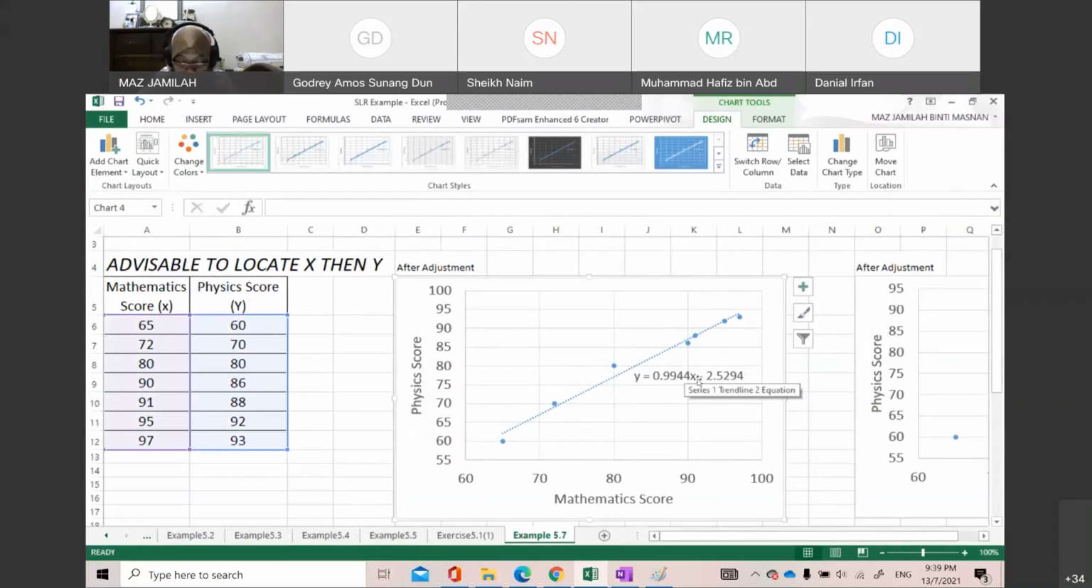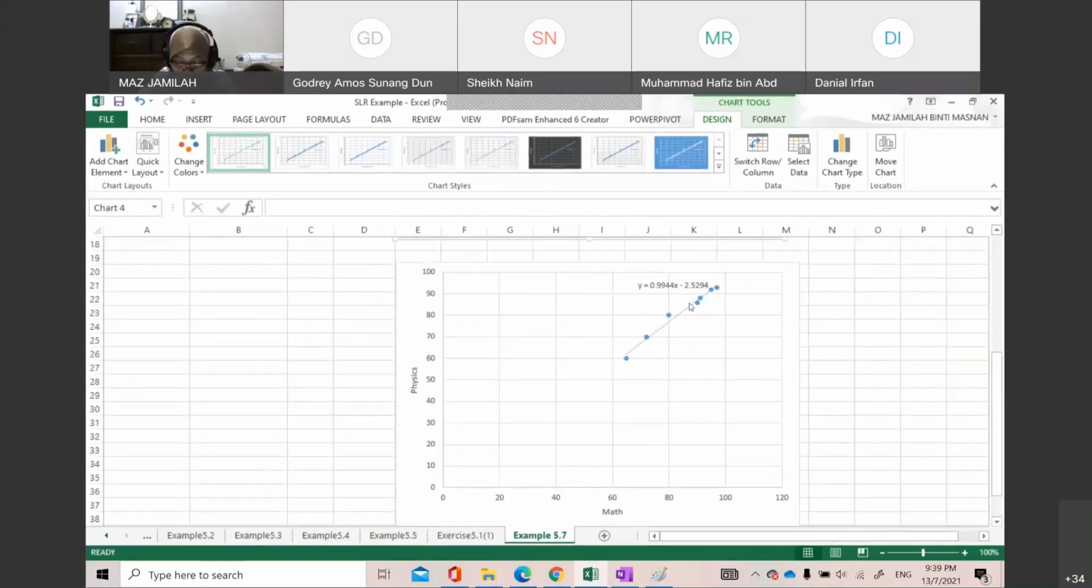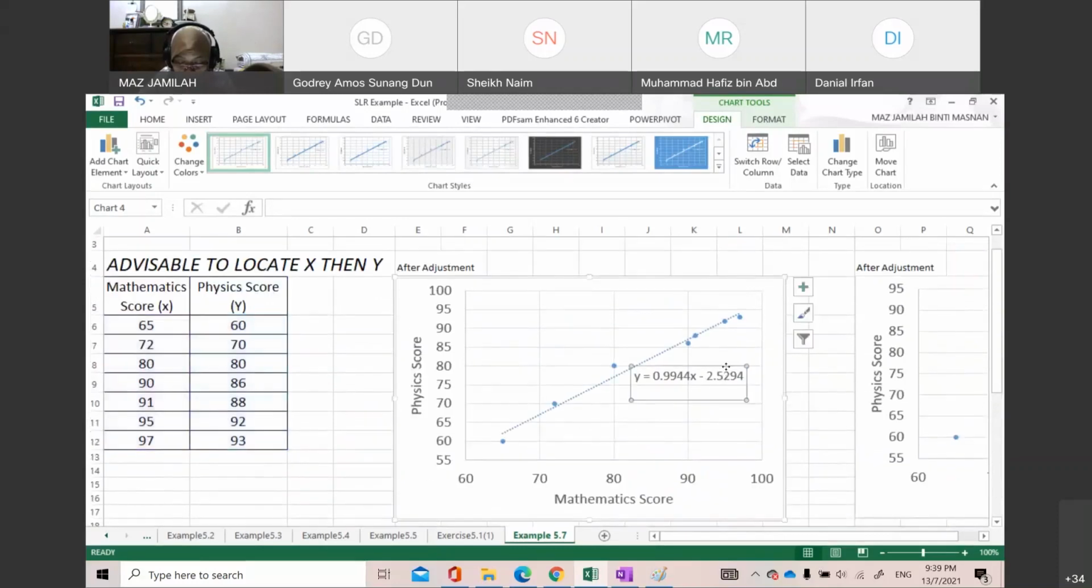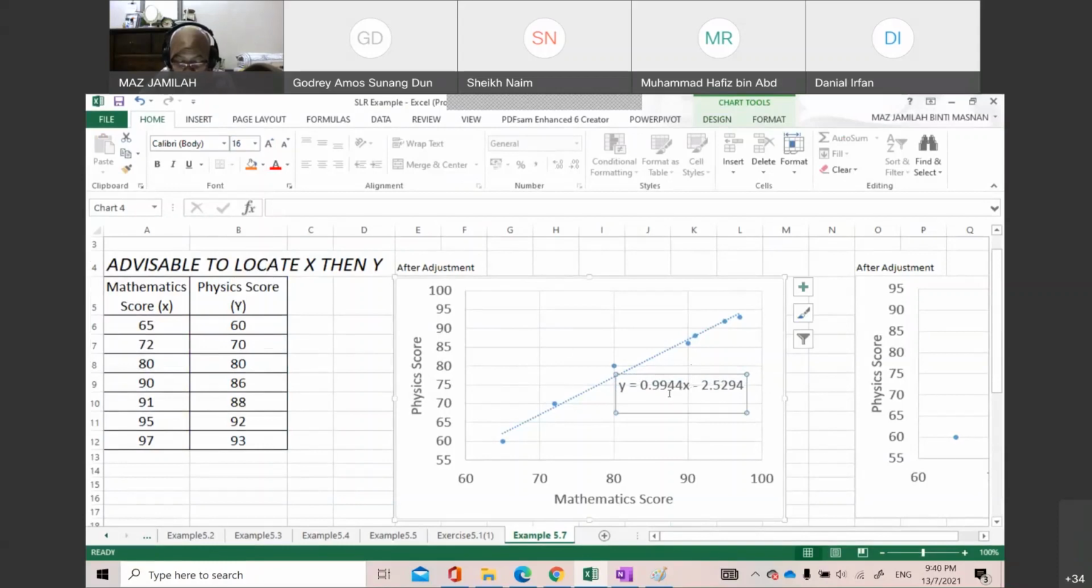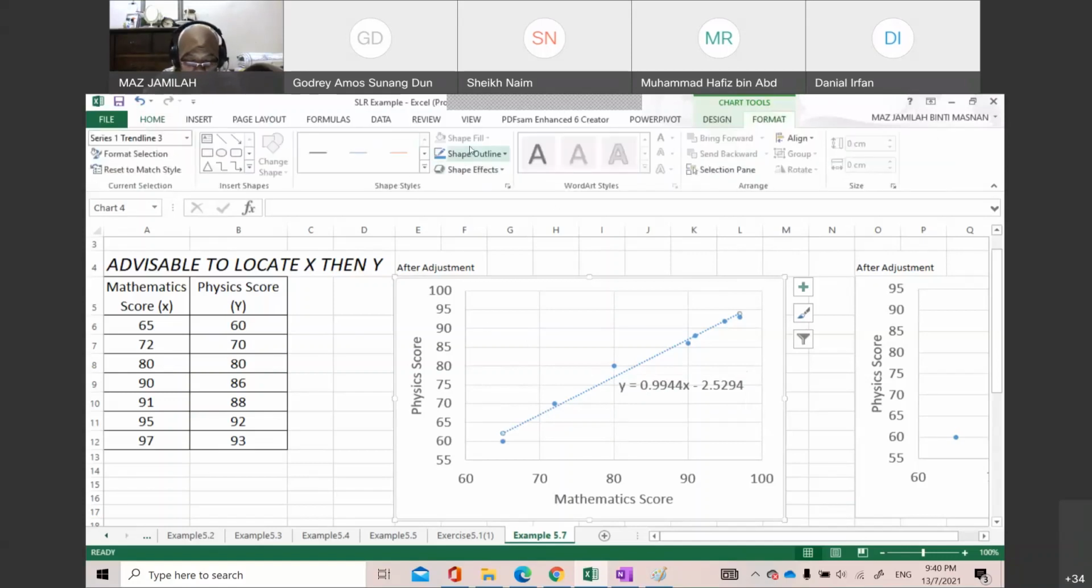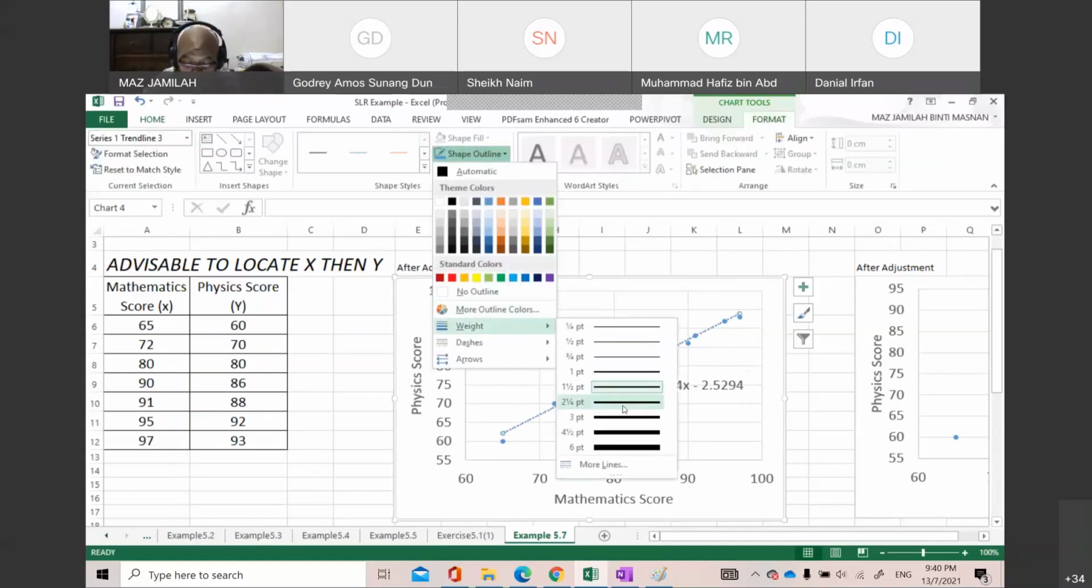Okay, so if, let's say, the font is too small, you can adjust it by clicking the font size here. Let's say I want to make it 16. Okay, so this is my equation for my physics score with my mathematics score. And then this is my line. If the line is also not clear, you can change the format.